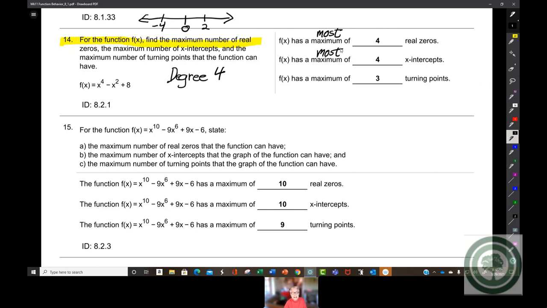The most x-intercepts that this function can have are 4. Because, of course, the x-intercepts are made from the zeros. So these are going to be the same.